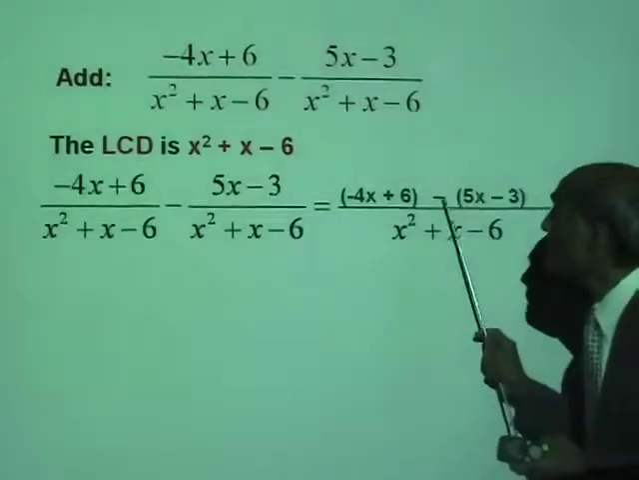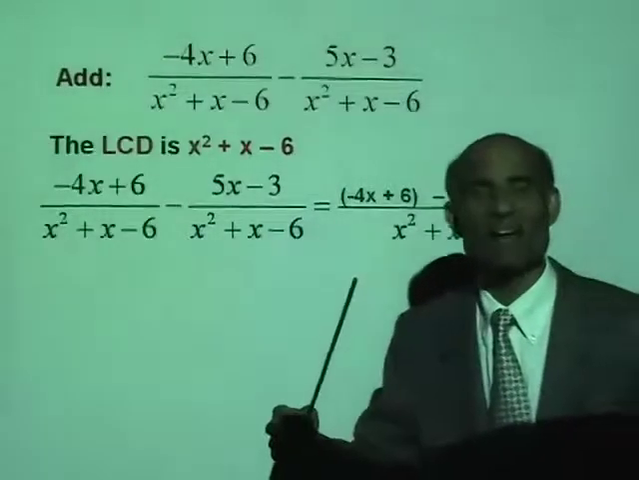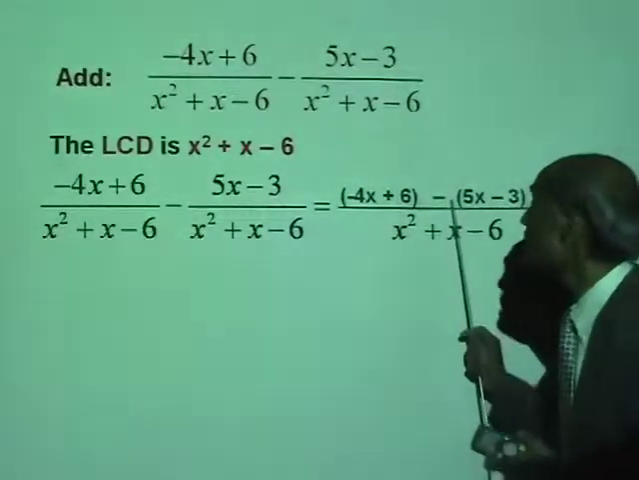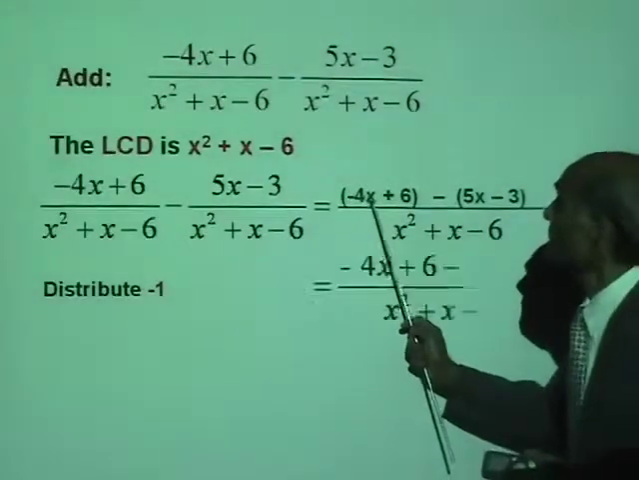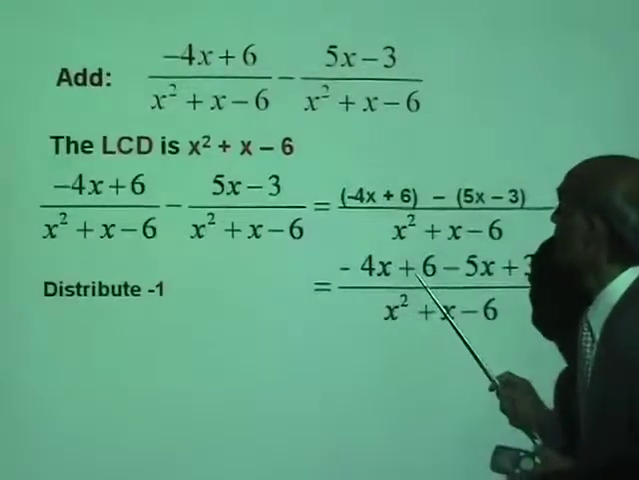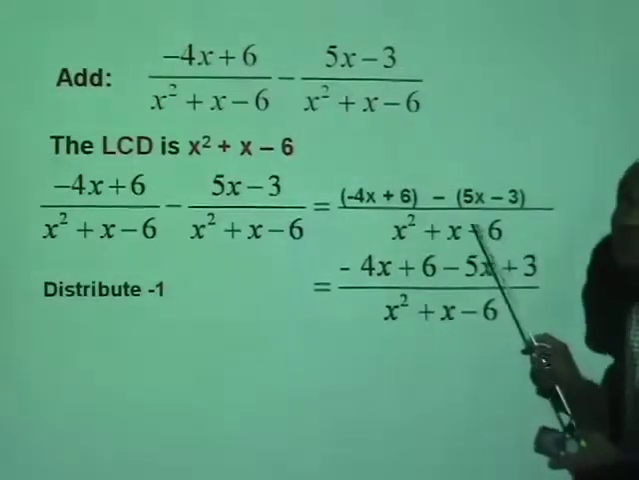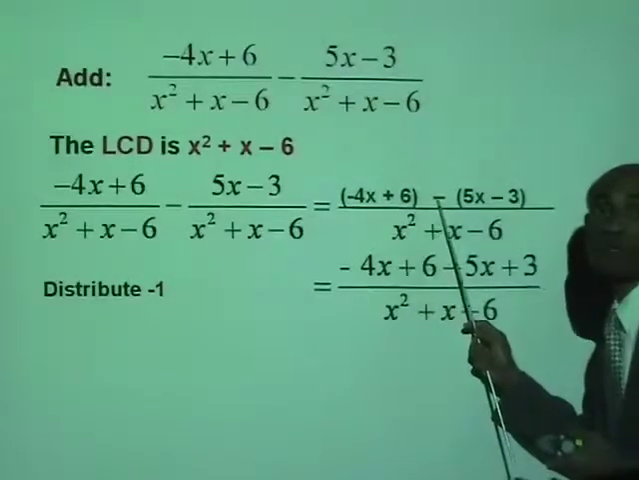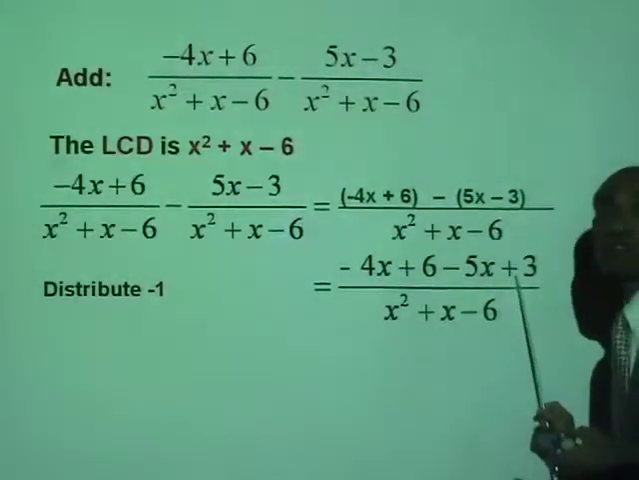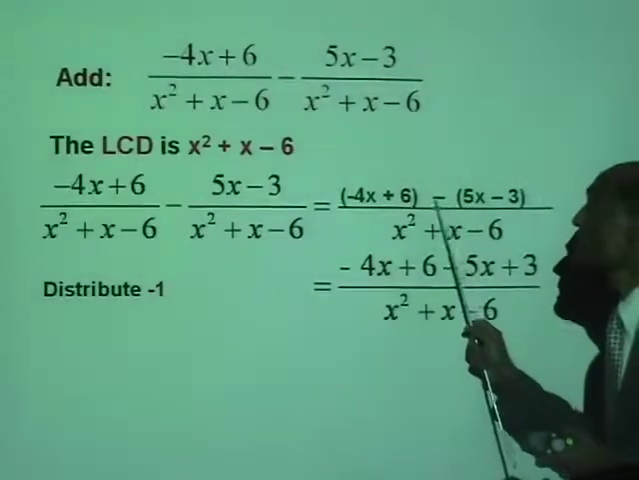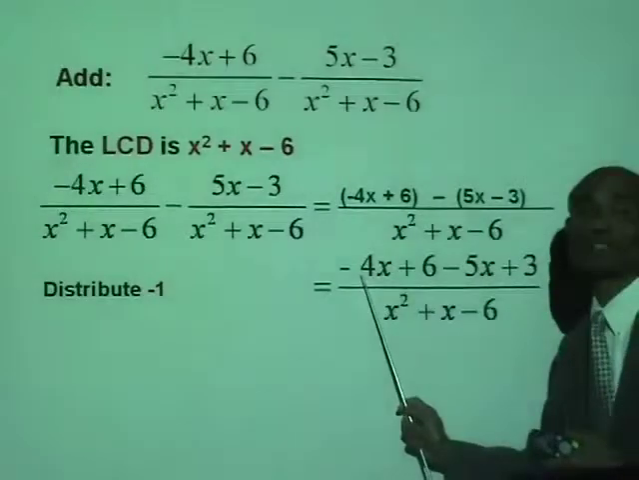And now we distribute this negative sign. What does it mean, distribute a negative sign? It means distribute a negative 1. Alright, let's do that. So this will be negative 4x plus 6. Negative 1 times 5x is minus 5x. And this is where most of you make mistakes. Negative 1 times negative 3 is positive 3. We distributed that negative 1. And now we can simplify the numerator.